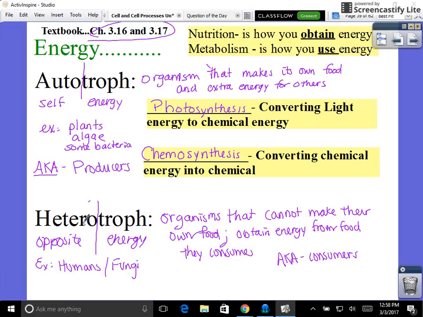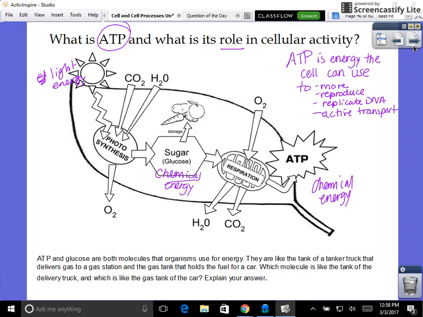A heterotroph, hetero means opposite, and again, troph means energy. So examples are humans and fungi. These are organisms that can't make their own food, so they obtain energy from whatever they consume. So just like autotrophs are known as producers, heterotrophs are also sometimes known as consumers. And when we get to ecology, you may have heard of terms like primary consumer, secondary consumer, tertiary consumer, and that refers to how far removed they are from the producer that originally started that food chain.